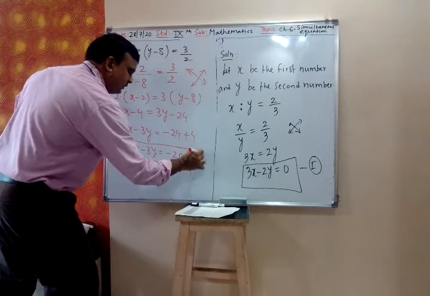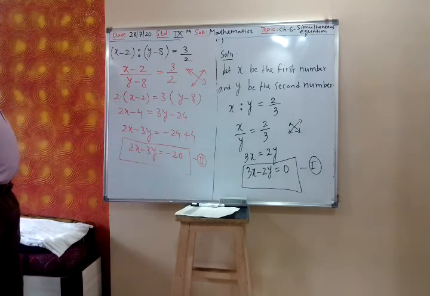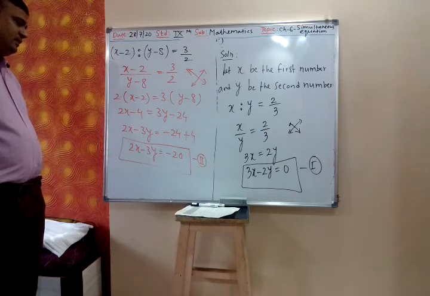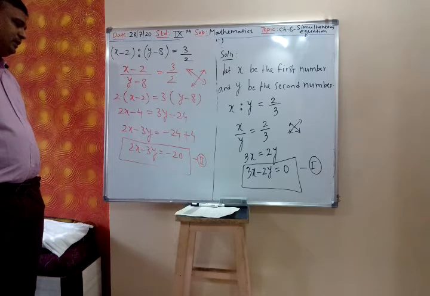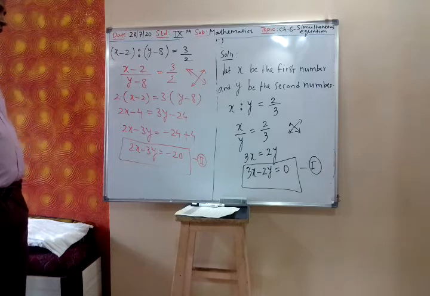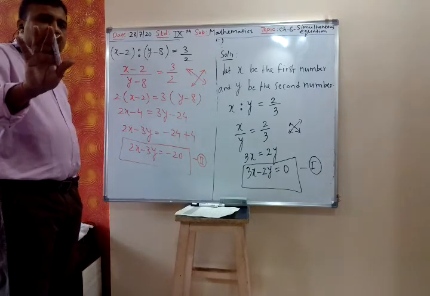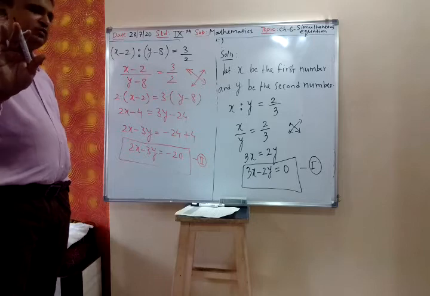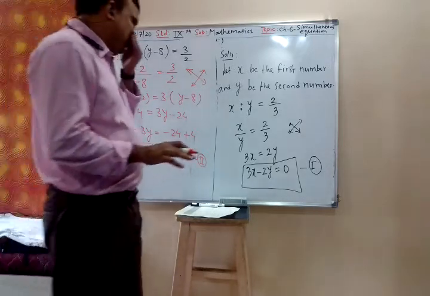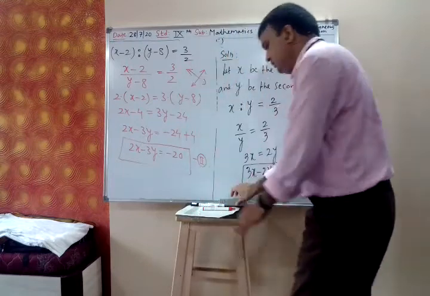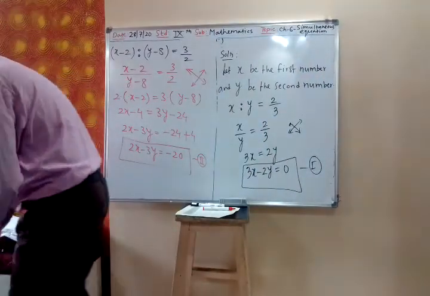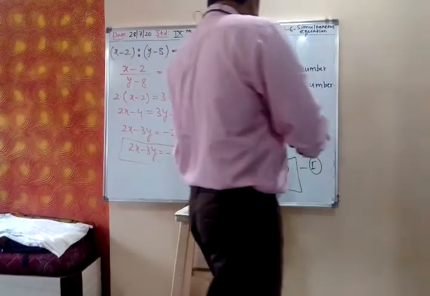So now we have got two equations. 3x minus 2y is 0. 2x minus 3y is minus 20. Now we have to solve equation 1 and 2 by any one of the methods, either by equating coefficient method or cross multiplication method. I will always advise you to go for the equating coefficient method. So let us solve equation 1 and 2 by the equating coefficient method.